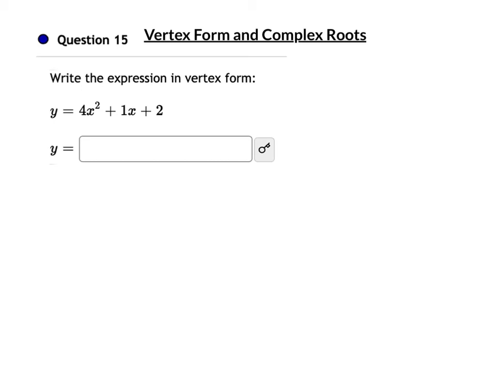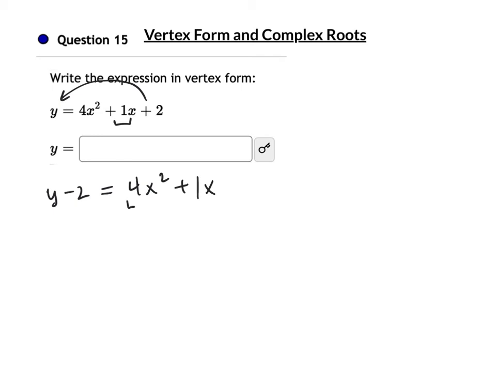Question 15. This one's going to be a little tougher because we have a number that's a little more difficult to take half of in the center. We're going to have to deal with fractions. Let's put this in vertex form. First step, move that 2 over to the other side. We get y minus 2. We have to subtract it to move it. Equals 4x squared plus 1x, or x.